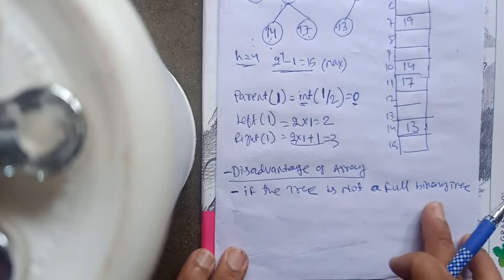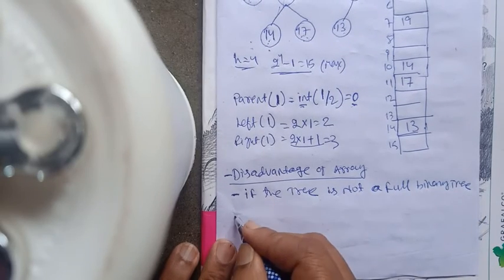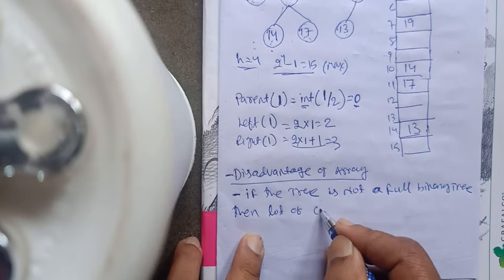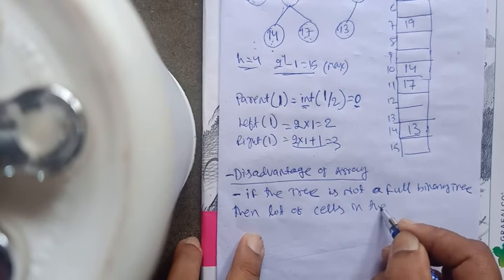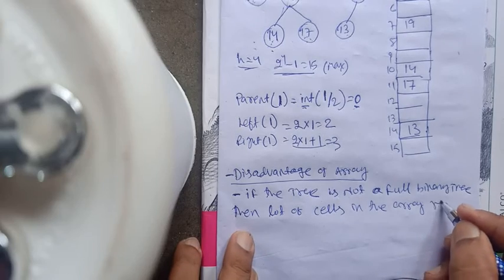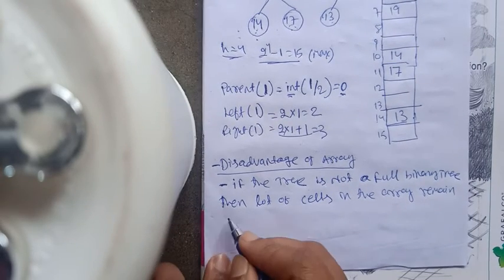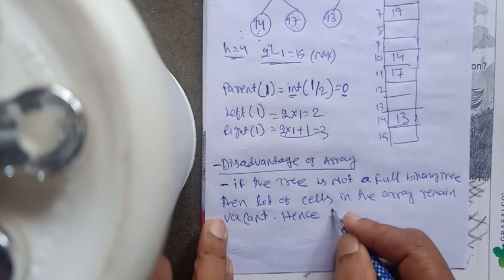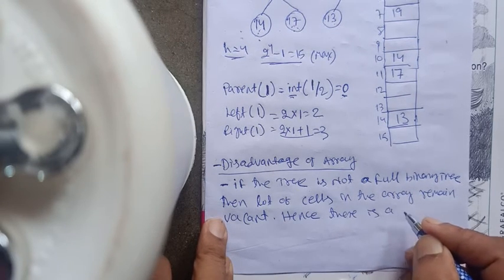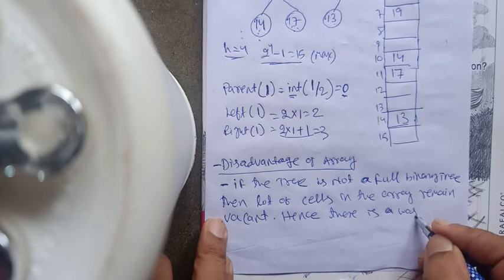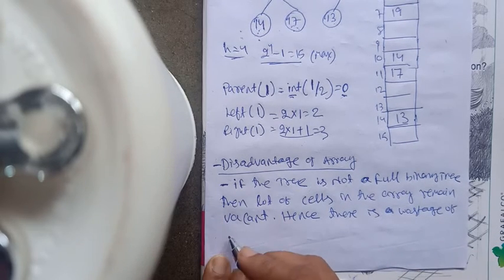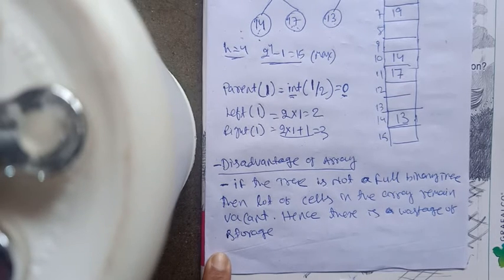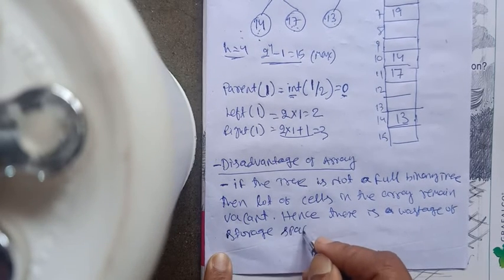Okay, so we said the tree is not full. So if the tree is not a full binary tree, then a lot of cells in the array remain vacant. Hence, there is wastage of storage space. So the major drawback of array representation is wastage of storage space.